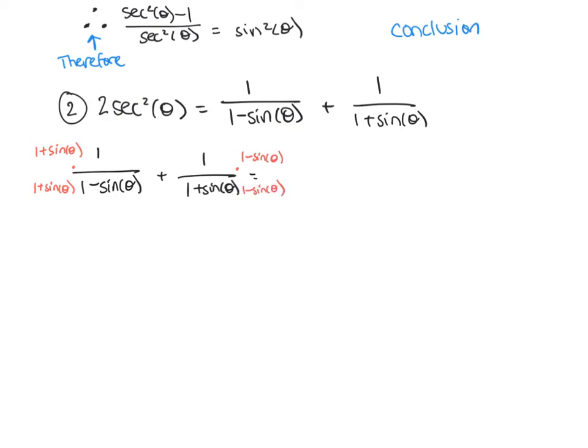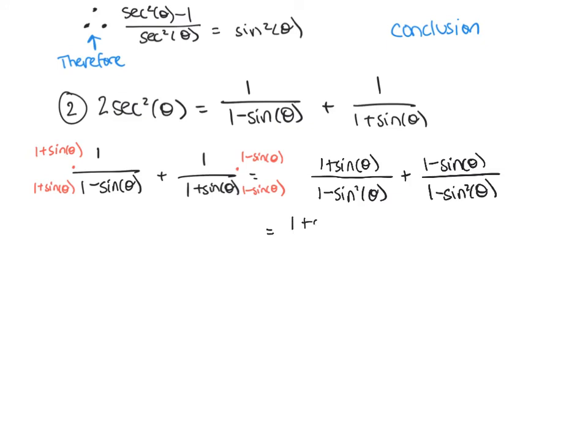So once I do that, in my numerator, I'm going to have 1 plus sine of theta over, let's see, the denominator. When I multiply 1 plus sine of theta times 1 minus sine of theta, I'm going to get 1 minus sine squared theta, because that's the difference of squares. Then it's going to be plus 1 minus sine of theta in my numerator over 1 minus sine squared theta. And again, I get that by multiplying those denominators together. So now we have common denominators, so I can add these together.